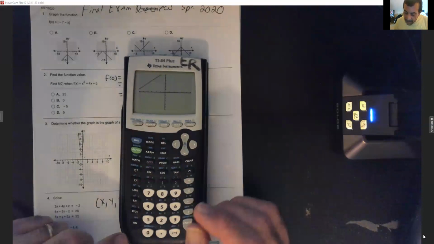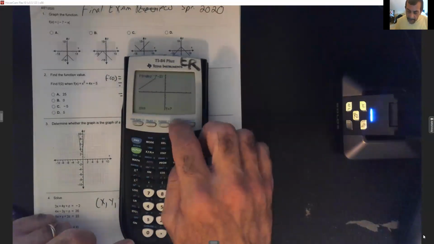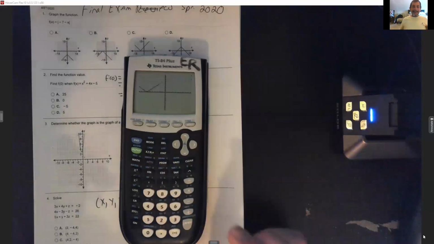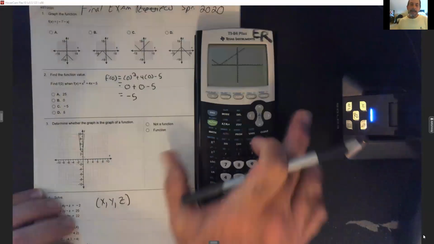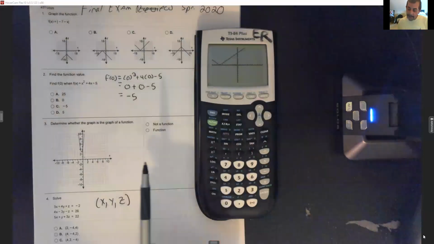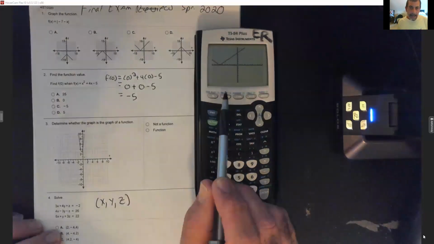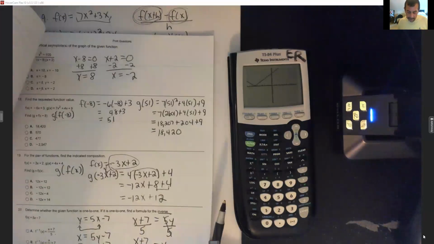Oh, hang on. Let me fix this. Zoom. Whoops. Zoom 6. And there we go. So remember, I had changed that window a while back. But no, on a 10 by 10, you'll get your pictures. And I think that was about all I needed to show y'all on here as far as the graphs go.